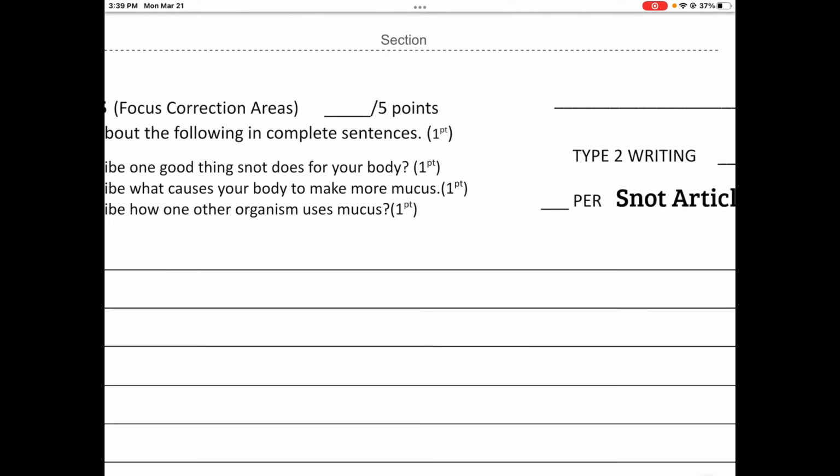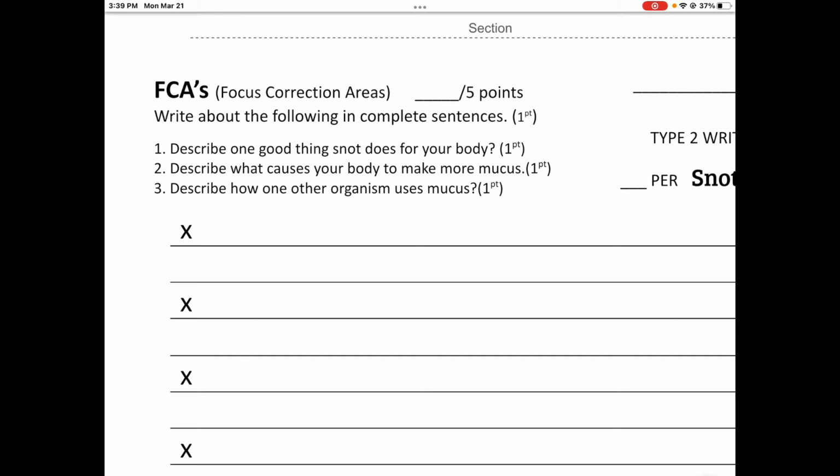Then from the article, and there's more than one correct answer in these, describe 1 good thing snot does for your body. There's more than one. Second prompt, describe what causes your body to make more mucus. So there's kind of like a background rate of mucus making in your body, but your body kicks up and makes more for certain circumstances. And then lastly, the article goes into detail with different living things and how they use mucus. So describe 1 other living thing, 1 non-human living thing, and their use of mucus.